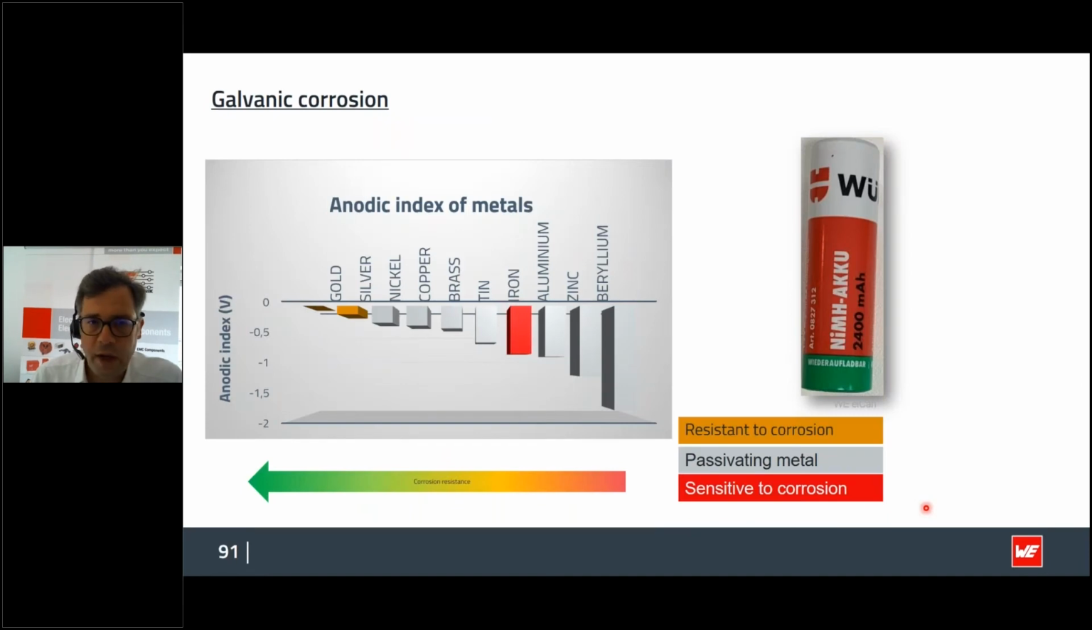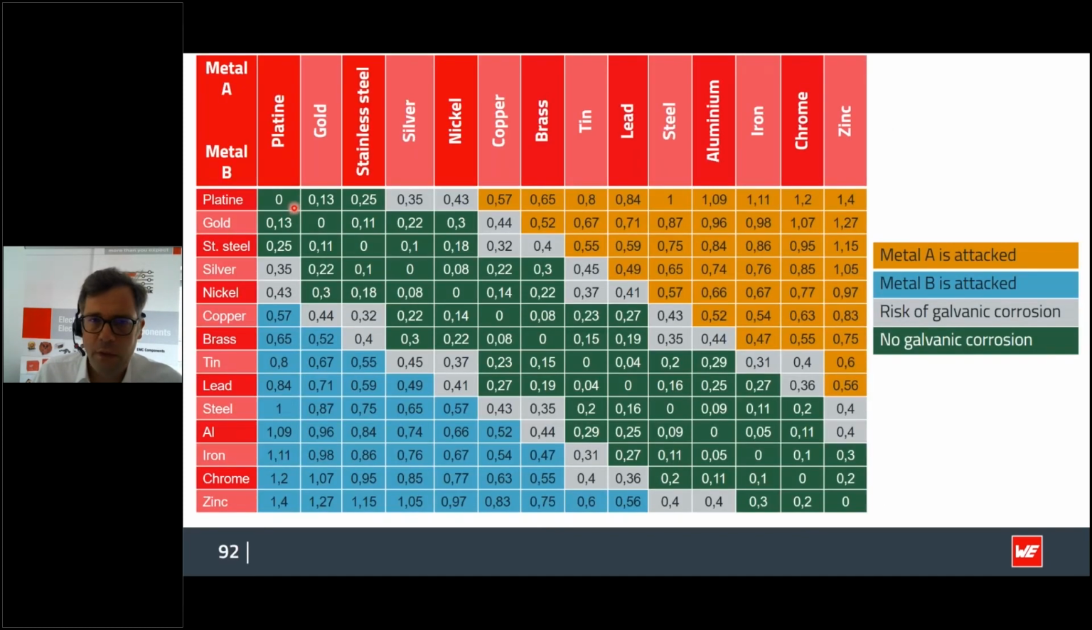About galvanic corrosion, that's the last point I want to talk about. You have here an overview about the contact corrosion resistance. Gold and silver is quite good, and that overview here explains the combination of two materials when you have galvanic corrosion. Regarding that, I added one slide.